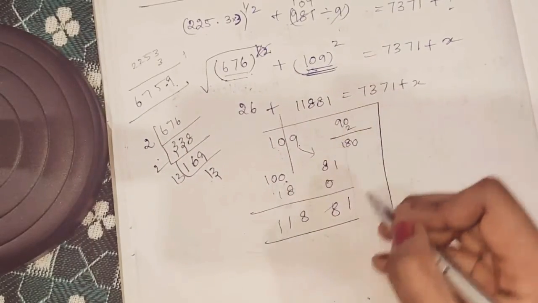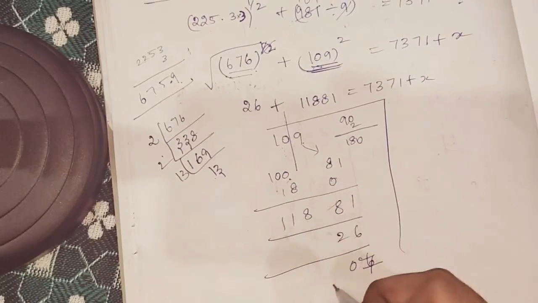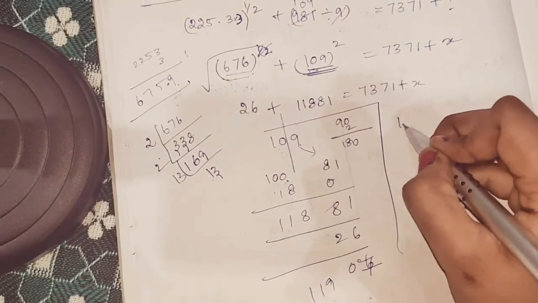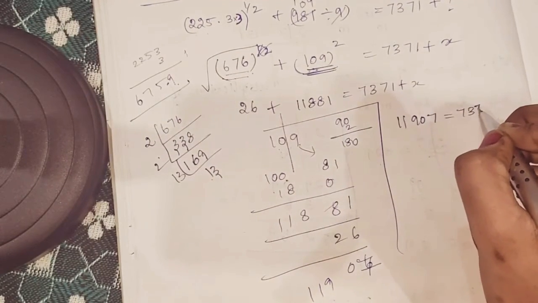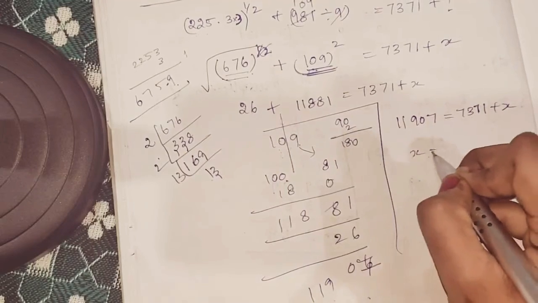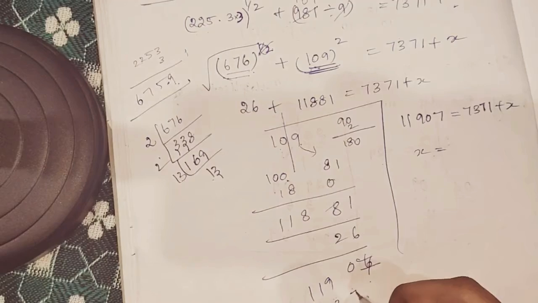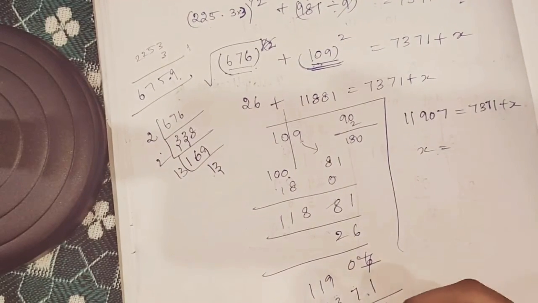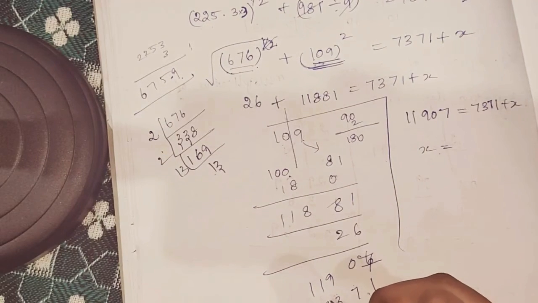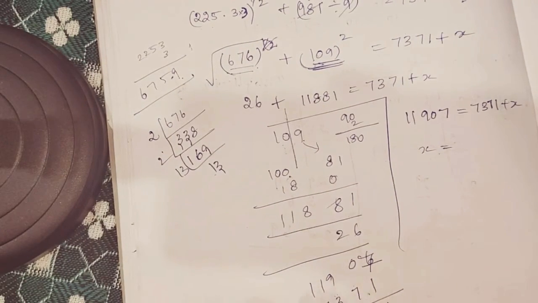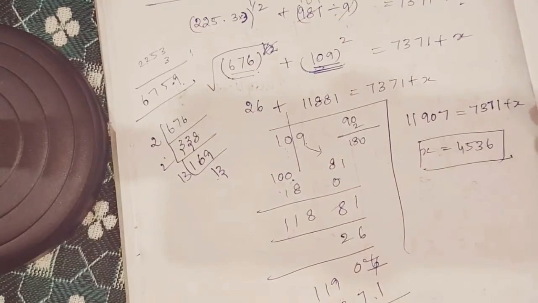Now 26 plus 7 10, remaining 1 9 119. So 11907 is equal to 7371 plus x. Therefore x is equal to 11907 minus 7371, right? 6. This is 10 minus 8 minus 3 5. 11 minus 7 is 4, right? So x is equal to 4536, will be your answer. Okay.